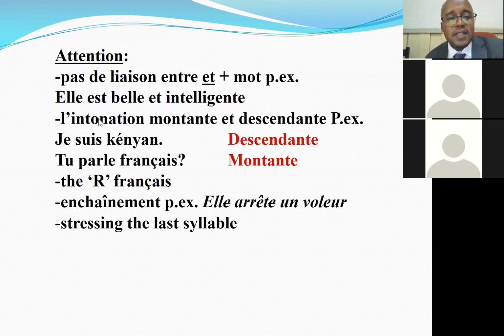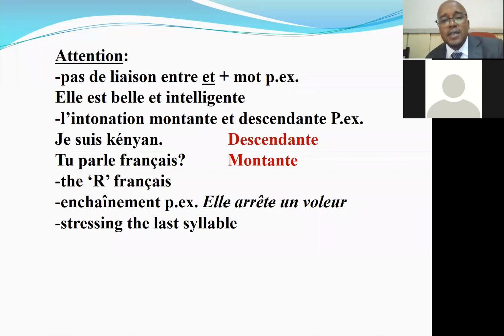Now, I've just mentioned that in French, just like in English, we have two types of intonation. We have l'intonation montante, that which rises at the end. Then we have descendante, that which goes down. Rising intonation, descending intonation. So now, I want to give an example. You can see I've indicated what type it is. When you want to say I'm a Kenyan in French, you say, je suis Kenyan.